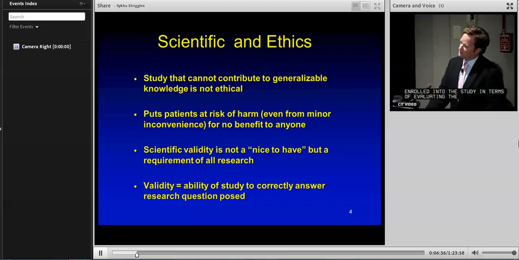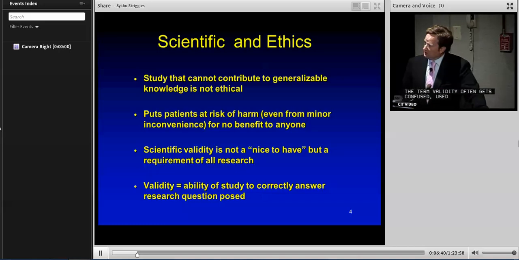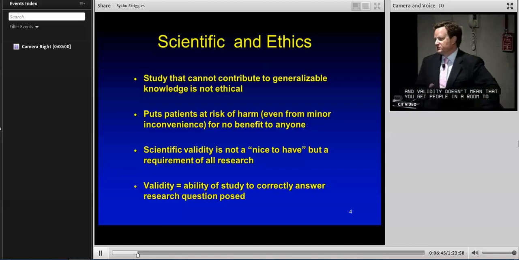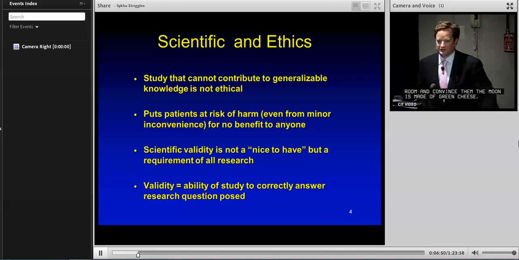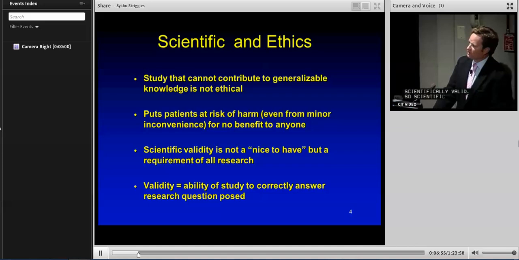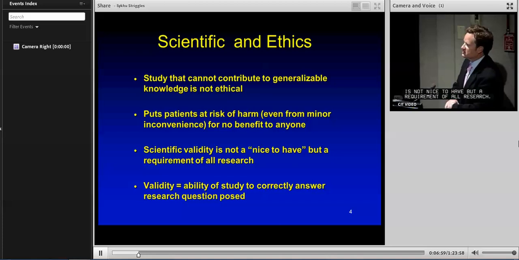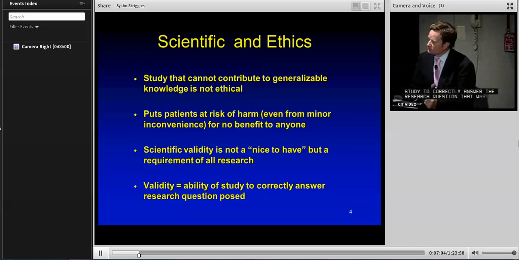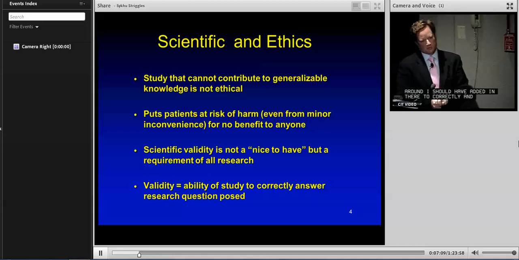The term validity often gets confused and used a lot. And validity doesn't mean that you get a bunch of people in a room to agree. I could get everybody in this room and convince them that the moon is made of green cheese, and it still wouldn't be scientifically valid. And so scientific validity, again, is not a nice to have, but a requirement of all research. But validity really has a very simple definition. It's the ability of a study to correctly answer the research question that was posed. And I should have added in there, to correctly and precisely answer the research question that was proposed.